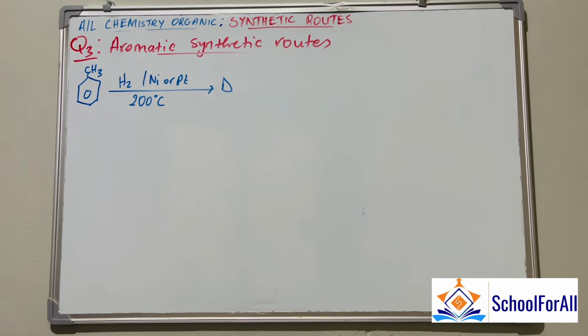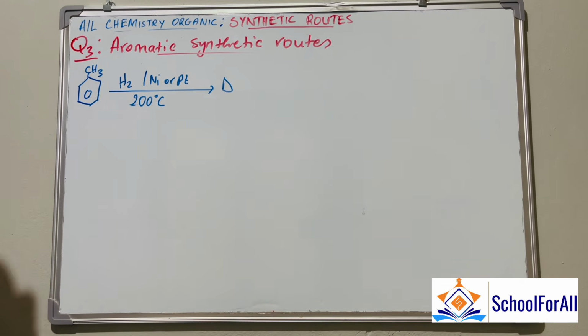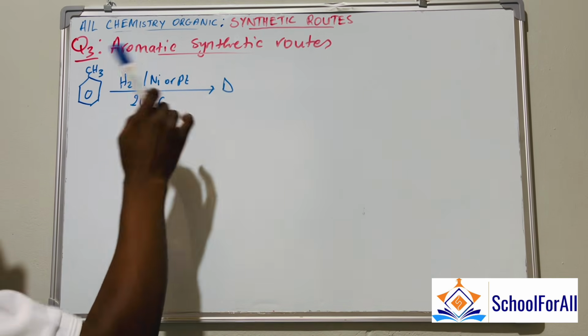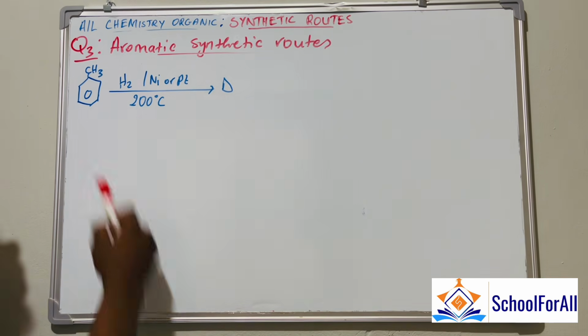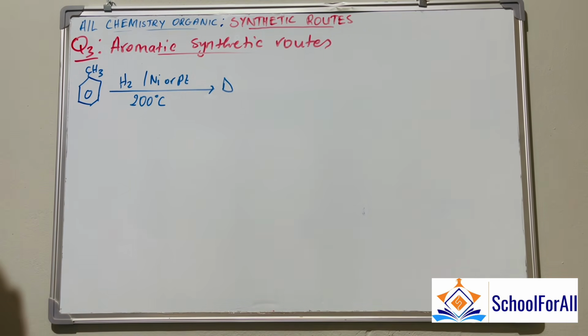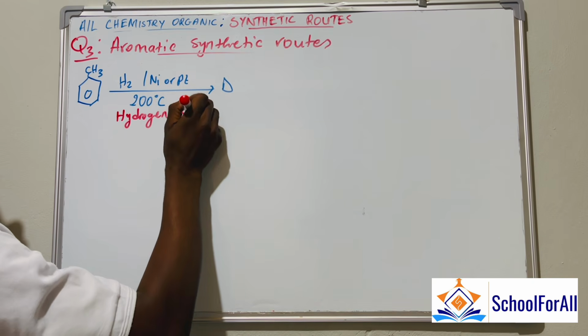Now, in the next part of our synthetic route, we have toluene, or methyl benzene, which is converted to a compound D using what? Hydrogen and a platinum catalyst at 200 degrees Celsius. All of us have recognized this. It is almost our first reaction in organic chemistry, which represents what? A hydrogenation, that is, addition of hydrogen.